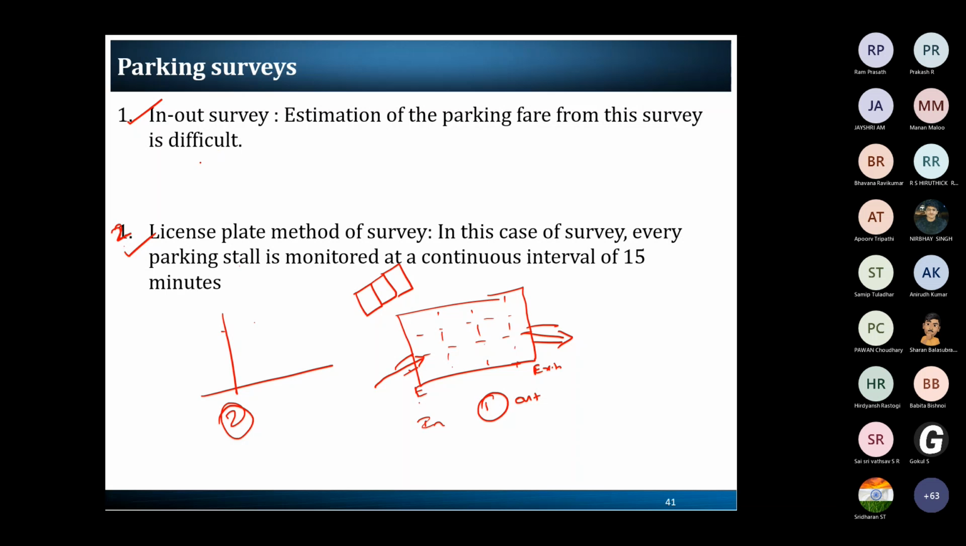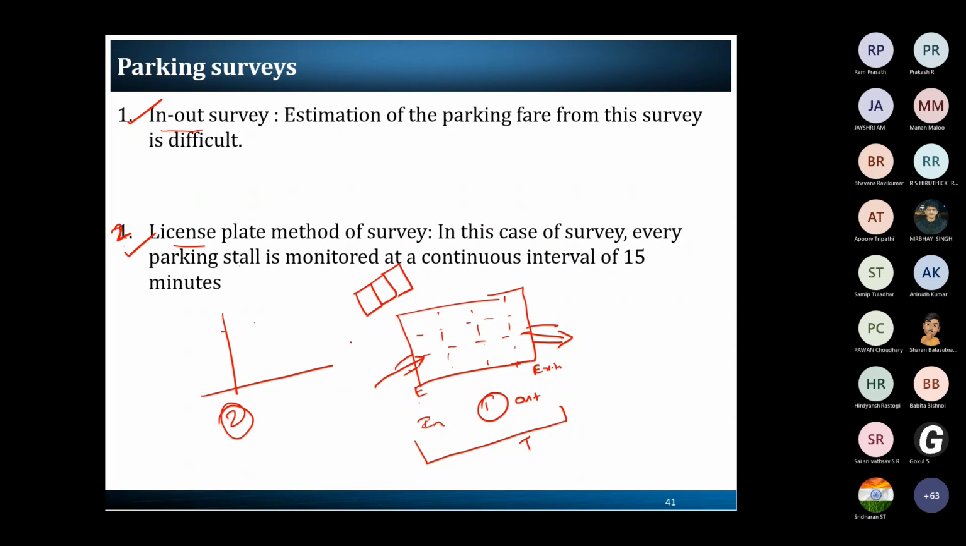So both surveys can be conducted manually as well as automatically. The concept is slightly different in the in and out survey. With respect to the typical vehicle numbers, we are estimating everything. In the license plate method, we are exclusively capturing the license plate, and we are matching the vehicle, at what time it enters and exits, with respect to a single vehicle. So that matching happens, and accordingly the times can be estimated.